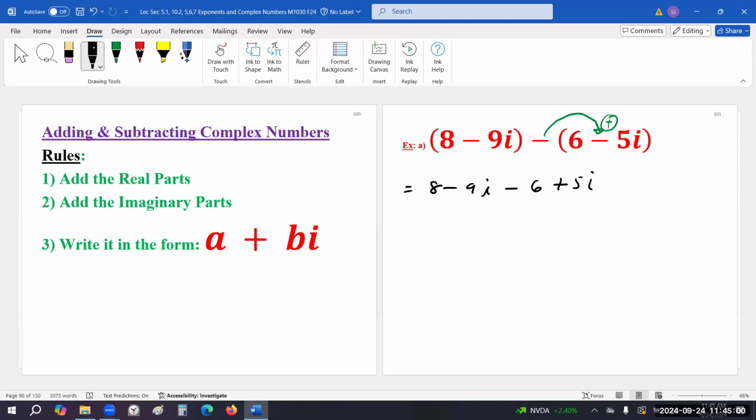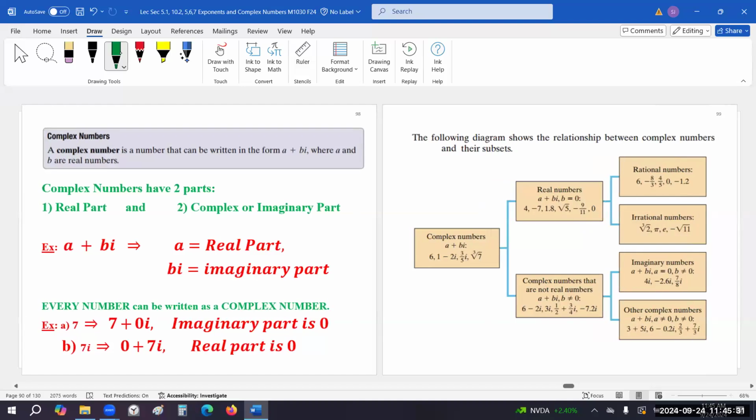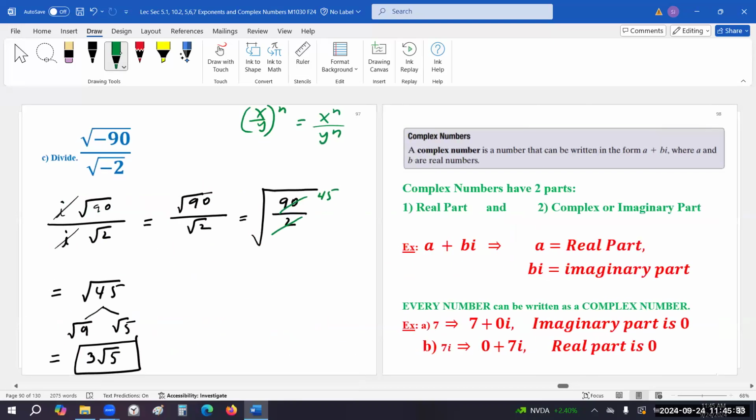And then you combine like terms. What like terms do you see here? What do you get from 8 minus 6? Anything else? Negative 9i, positive 5i. And that's it. We added and subtracted two complex numbers.